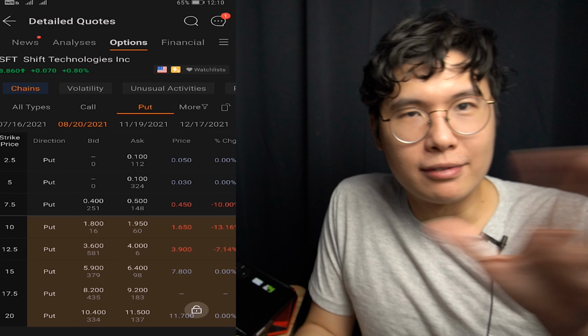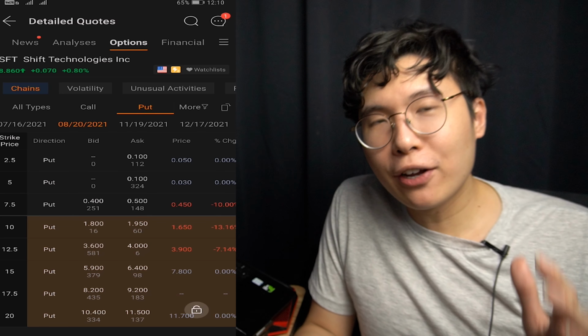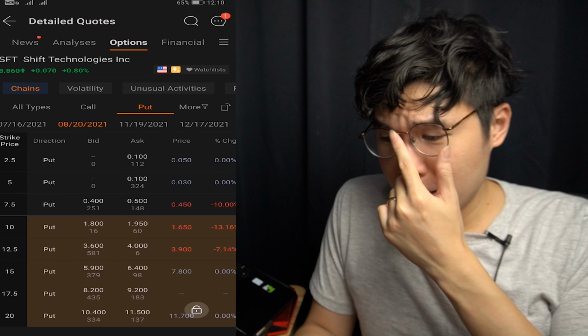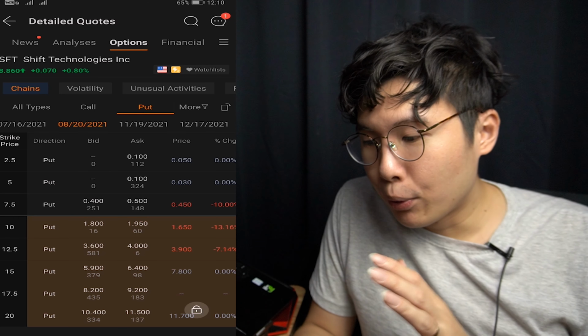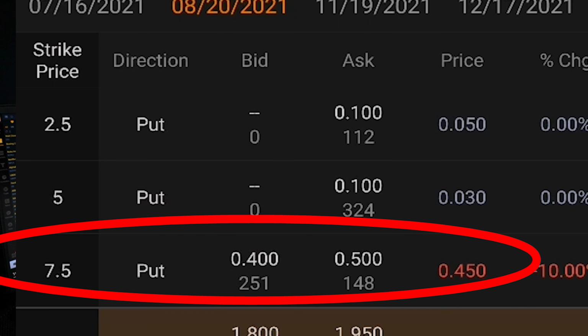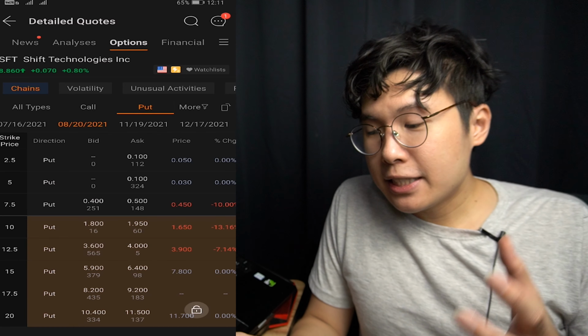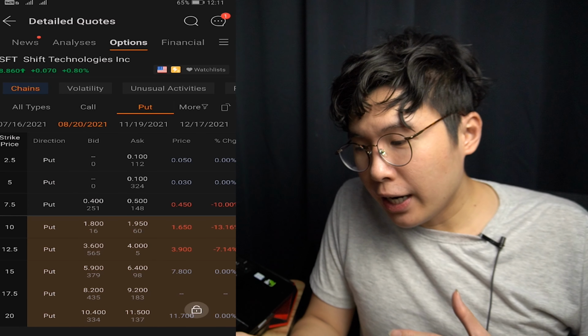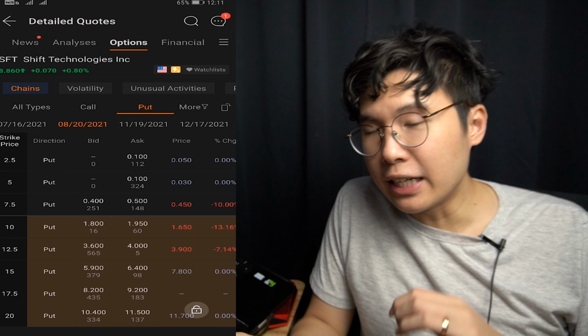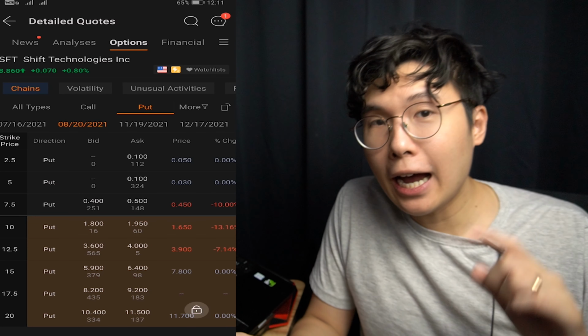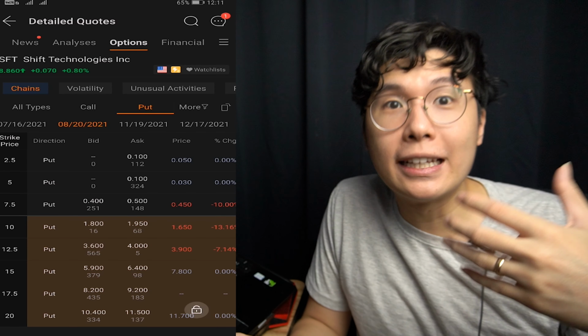Okay, so now that I got the brief idea of the Shift company out of the way, let's talk about the option. In this case, if I were to sell a put option for 750, you're looking at a spread of 0.4 to 0.5 cents. What this means is that if I underwrite an option for 750, let's just follow the ask price. Basically, someone has to pay me 5 cents per share, with me promising that if the share goes below 750, I will buy one share from you at 750.